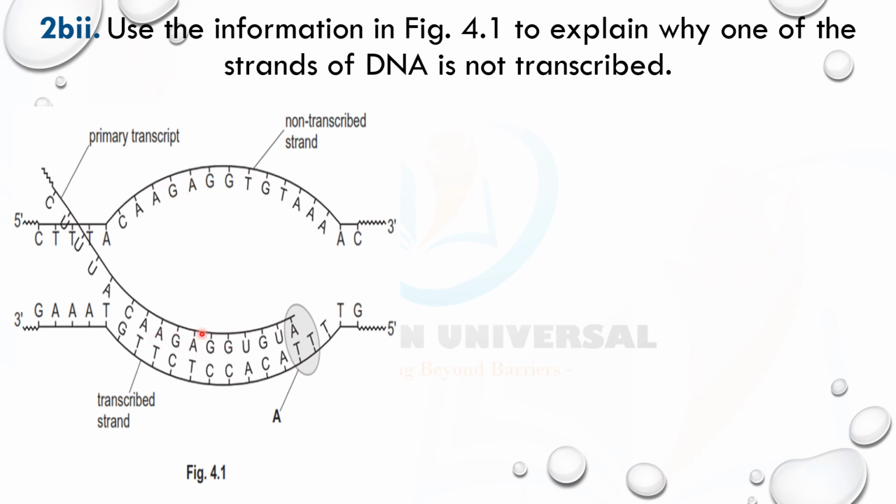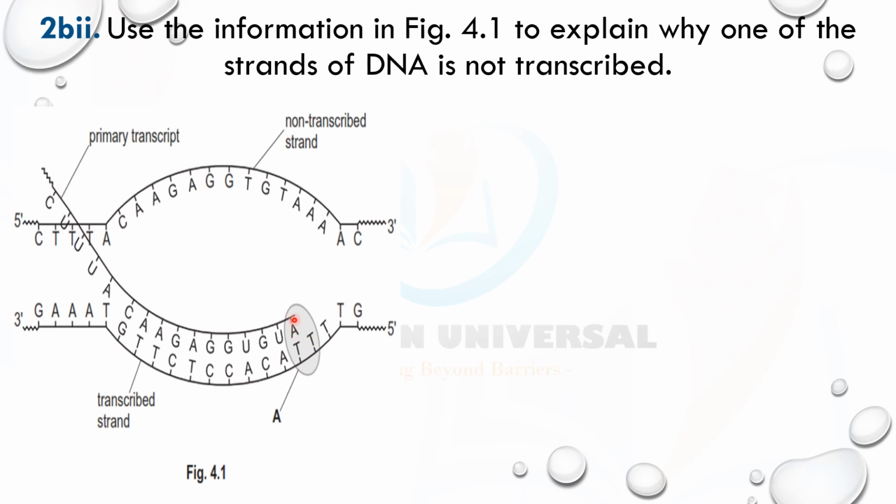You can also check that messenger RNA is single-stranded, so it does not need 2 strands. And messenger RNA, the primary transcript here, is made from 5 prime to 3 prime, because we copy the template strand from 3 prime. So the template strand is copied in the direction of 3 prime to 5 prime, and so the RNA must be made from 5 prime to 3 prime.